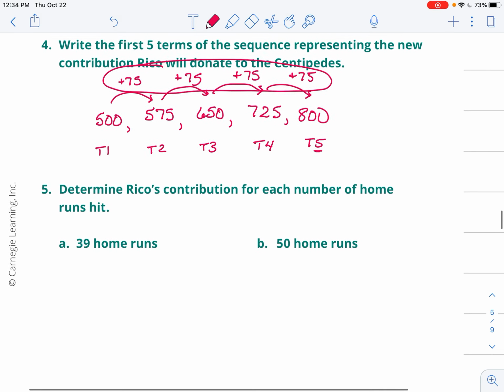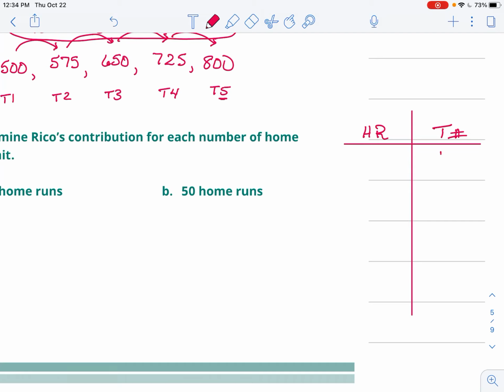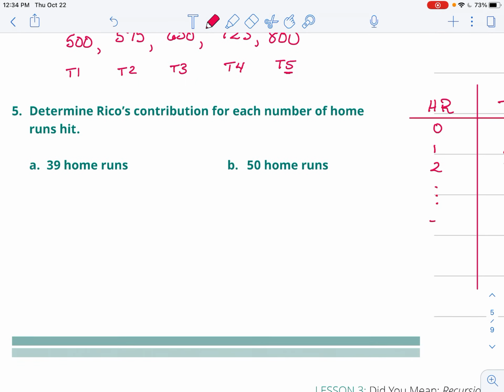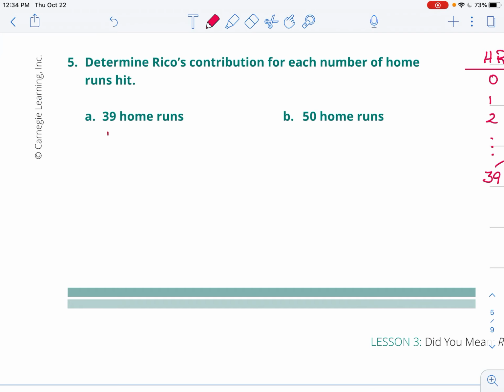So when I want 39 home runs, I'm going to draw that table again. I can relate home runs to my term numbers, and I'm using shorthand out of laziness because the first term was before any home runs are hit. The second term is after 1 home run. The third term is after 2 home runs. So this question wants after 39 home runs. So the pattern is the term number is always 1 more than the number of home runs. So this is asking, well, what is your 40th term?